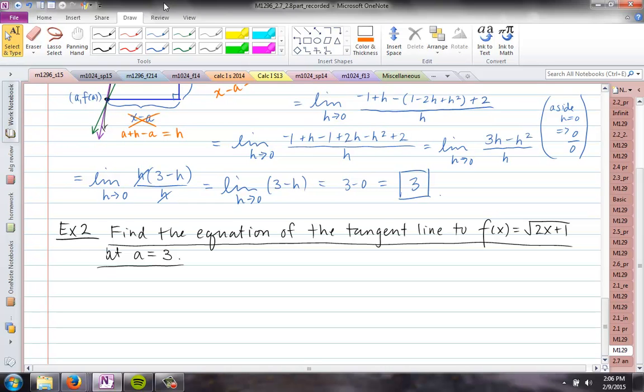We're in 2.7 and we're going to do example 2. Find the equation of the tangent line to f of x equals the square root of 2x plus 1 at a equals 3. So I'm going to go through this example in the style of 2.7. If you're looking at this at a different time in the class, realize we're probably going to have an easier way to do this.